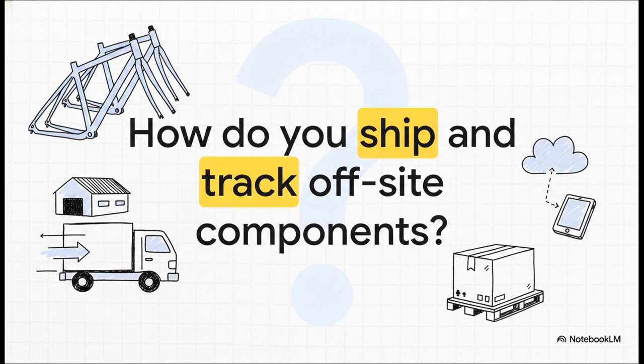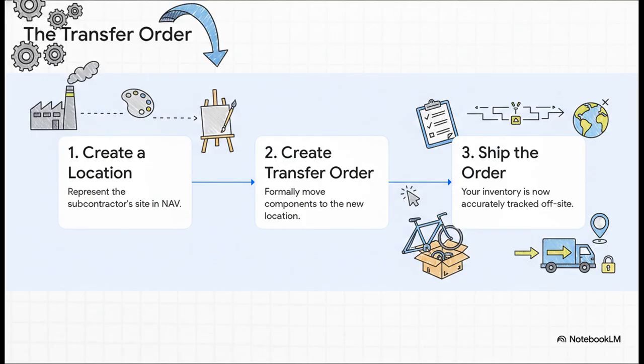Okay, so the money side is sorted out with a purchase order. But what about the actual physical bikes? We have to ship 10 raw bicycle frames to the painter. How do we do that and make sure our inventory system knows exactly where they are? I mean, you can't just have them vanish from your warehouse and magically reappear later. That is a recipe for an inventory nightmare. And here is the absolutely brilliant solution: the transfer order.